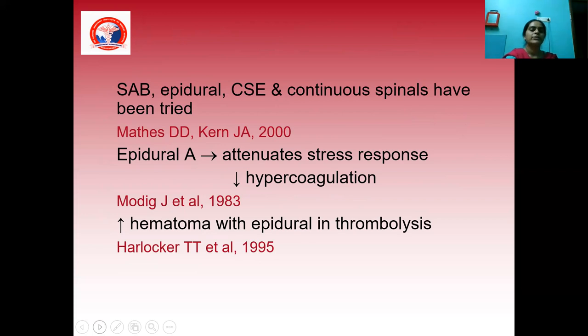Epidural anesthesia attenuates the stress response and decreases hypercoagulation. There is increased risk of hematoma with epidural in thrombolysis patients. And these are all the studies where they have done these experiments.